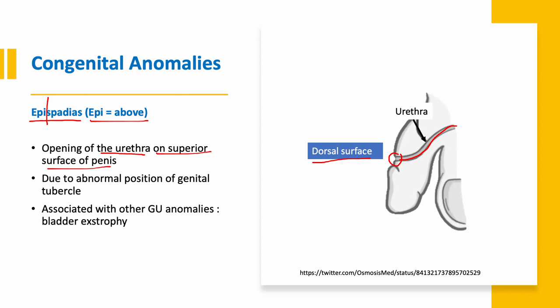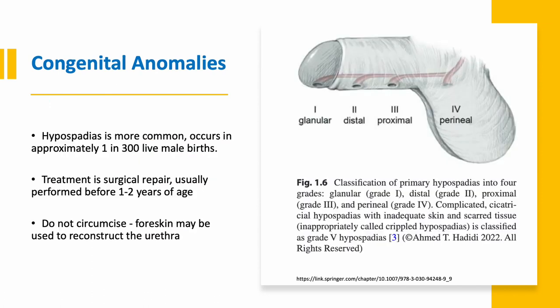This condition caused by abnormal positioning of genital tubercle, and epispadias also it's commonly associated with other GU congenital anomalies including bladder exstrophy. So other facts or معلومات تانية على congenital anomalies of hypospadias and epispadias. Hypospadias is more common compared to epispadias. Both cases is treated surgically, and we should use the foreskin to reconstruct the urethra.